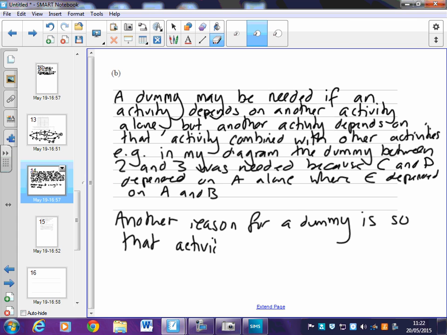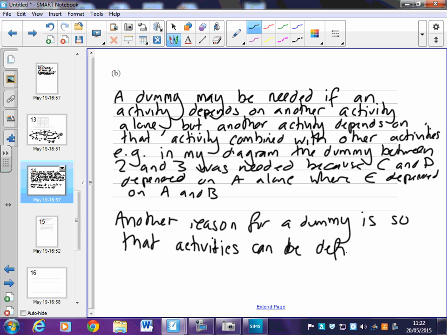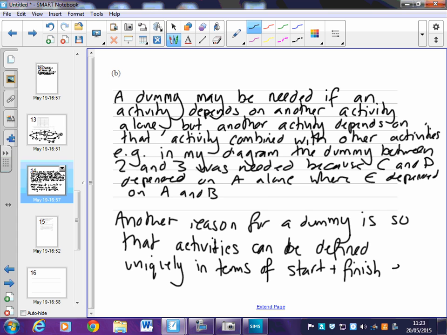I learned to spell activities. Activities can be defined uniquely in terms of start and finish events. Like I say, that's just a posh way of saying that there's no two activities that are between the exact two same numbers.